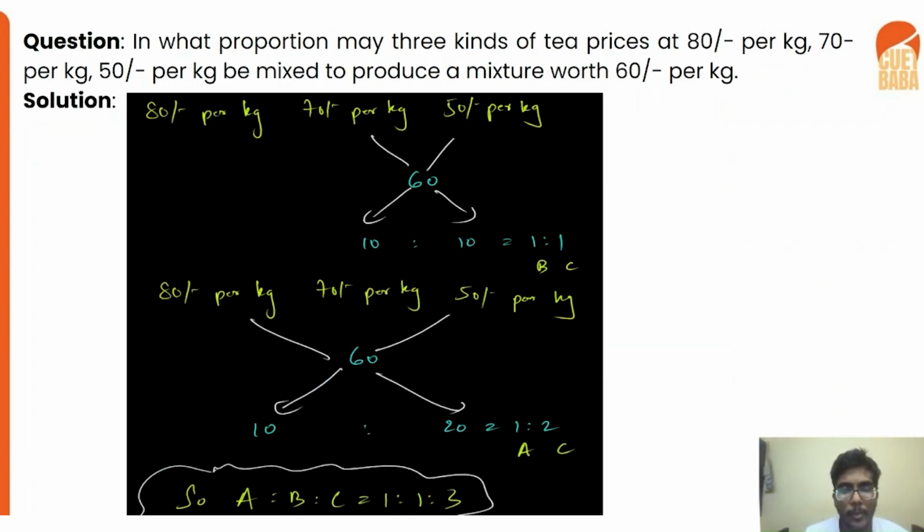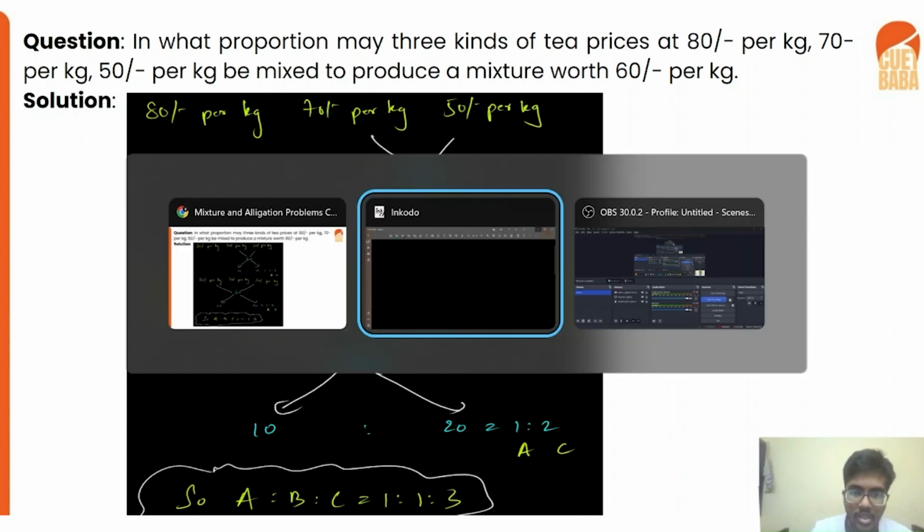In what proportion may three kinds of tea priced at 80 rupees per kg, 70 rupees per kg, and 50 rupees per kg be mixed to produce a mixture worth 60 rupees per kg? So how do you solve these questions? In the question it's clearly mentioned 80 rupees per kg and 70 rupees per kg. All these rupees are per kg, I'm not writing it again. So 50 rupees per kg, and now so that you get a mixture of 60 rupees per kg.